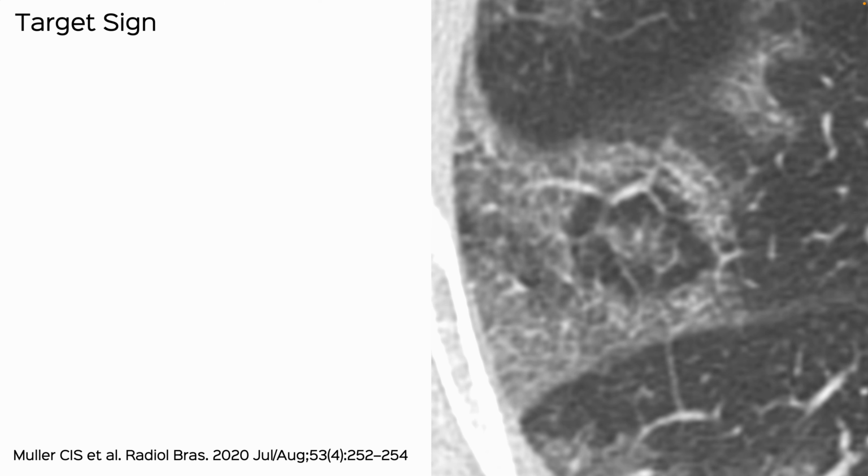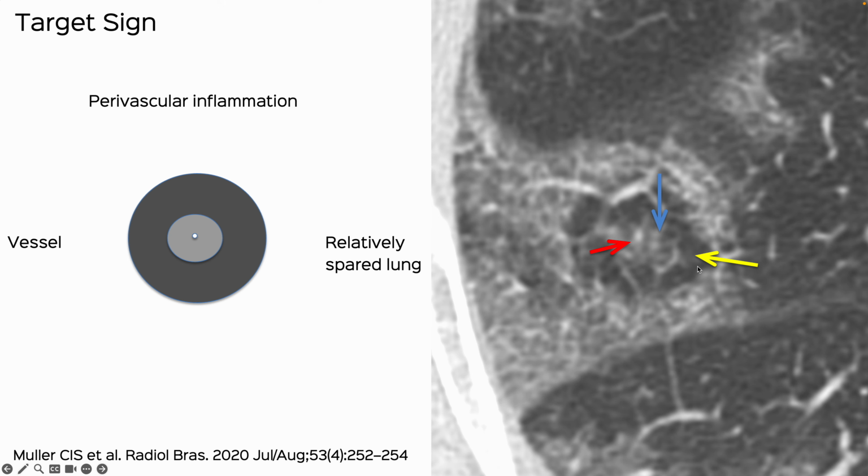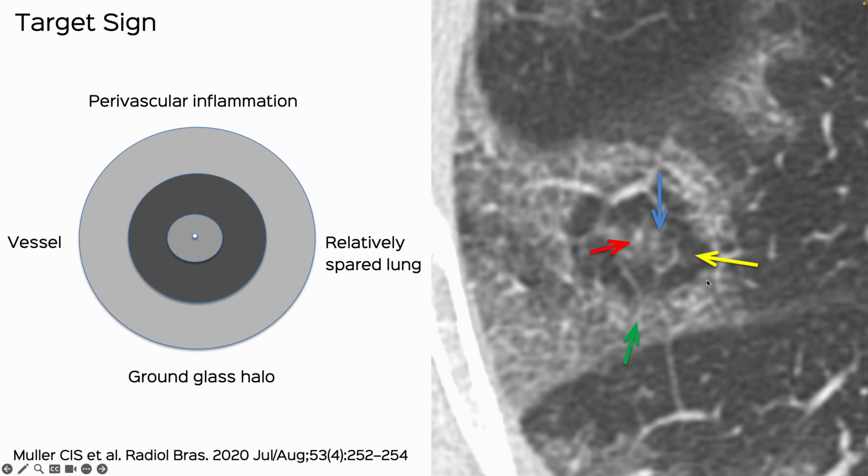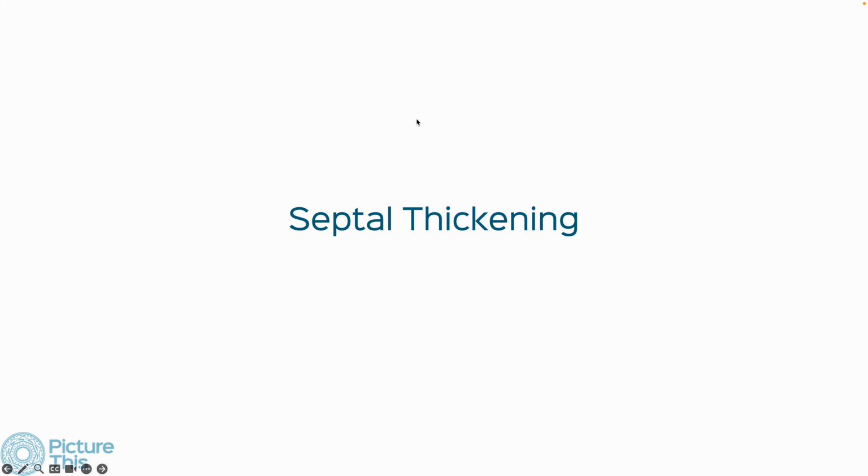And that was why we got the target sign. So you had a vessel in the center, then you would have perivessel or vascular inflammation. The spared lung was actually hypoxemic lung, or hypovascular lung, and then the ground glass halo of edema and compressed lung parenchyma. The next pattern is septal thickening.